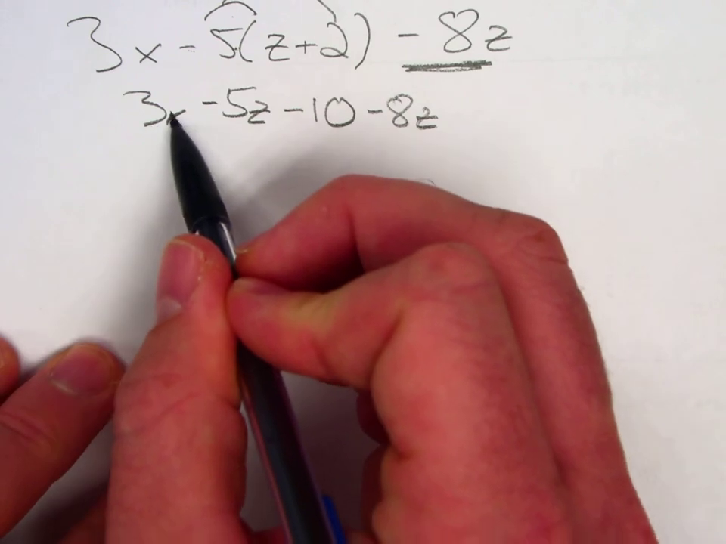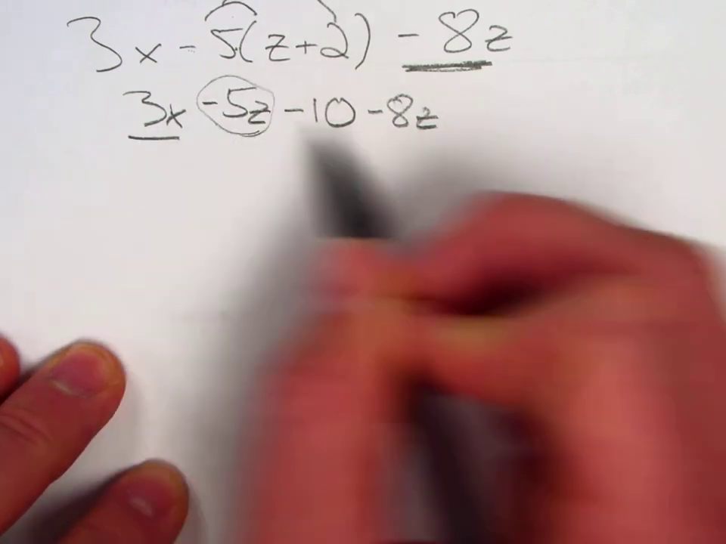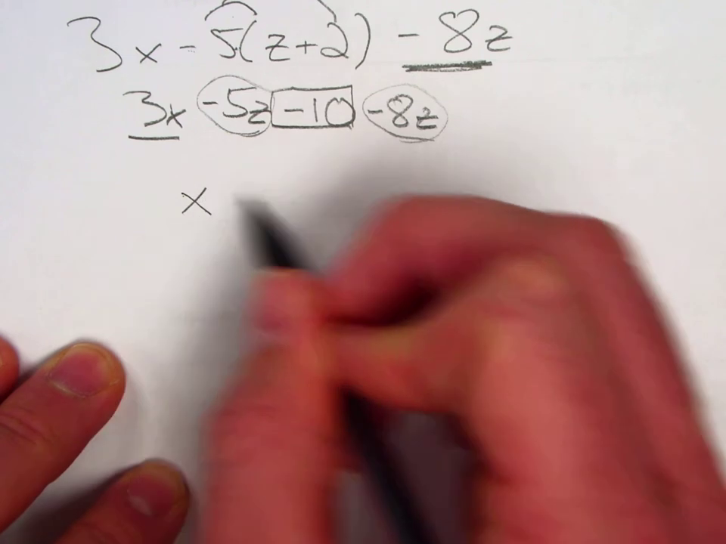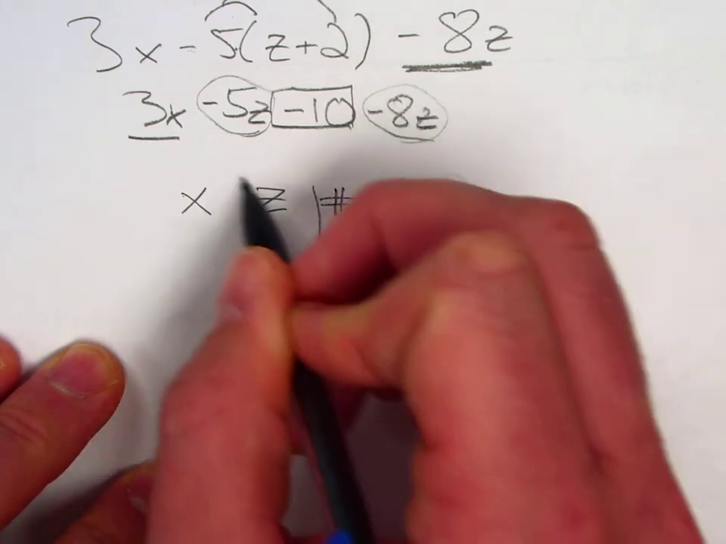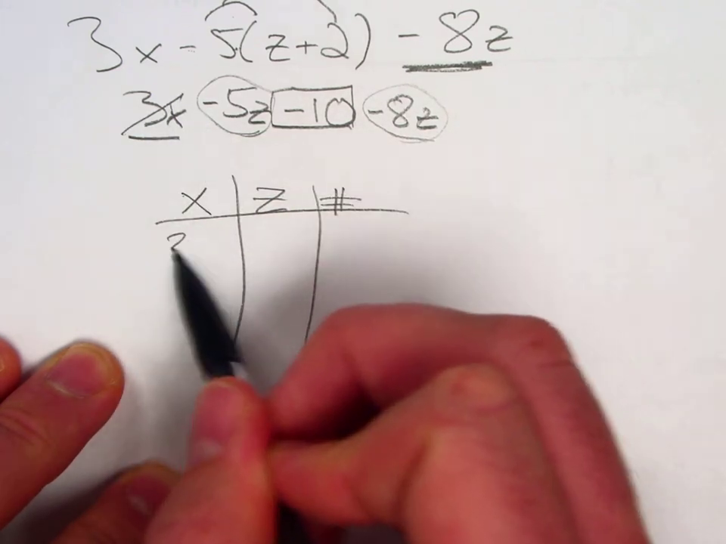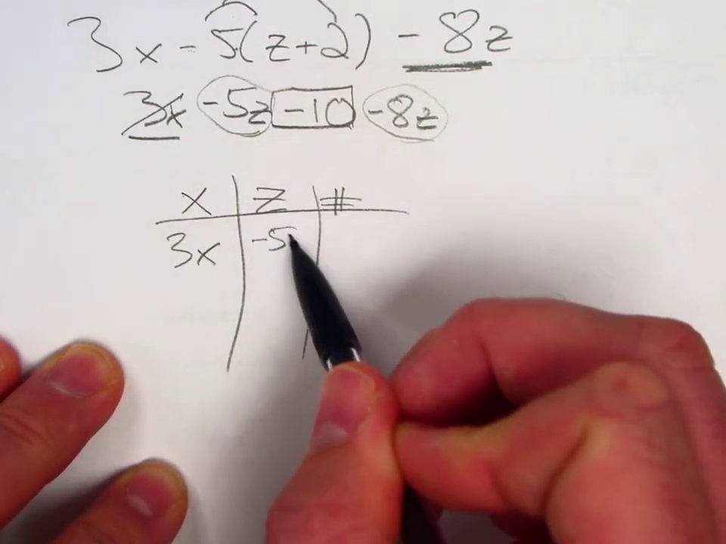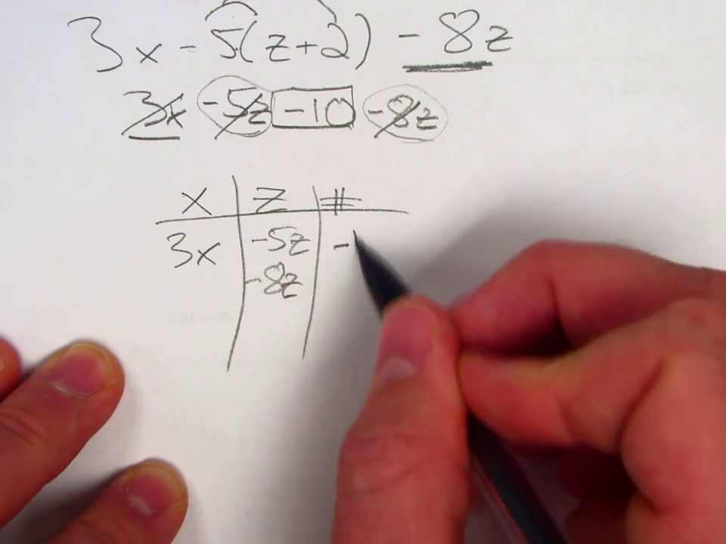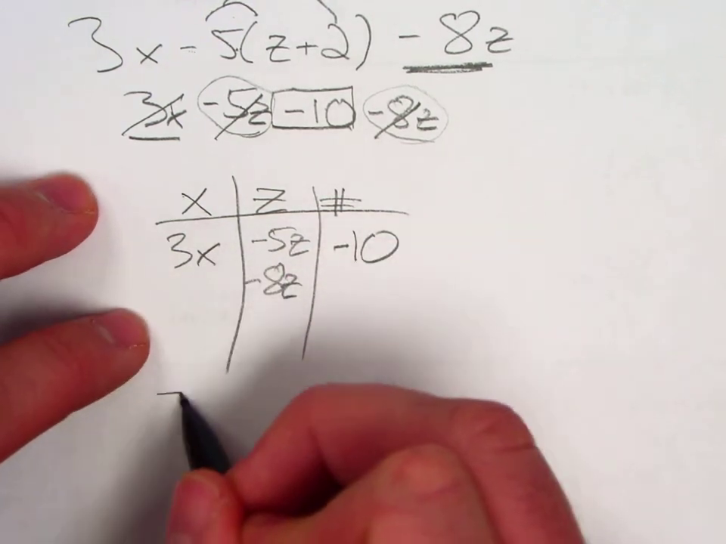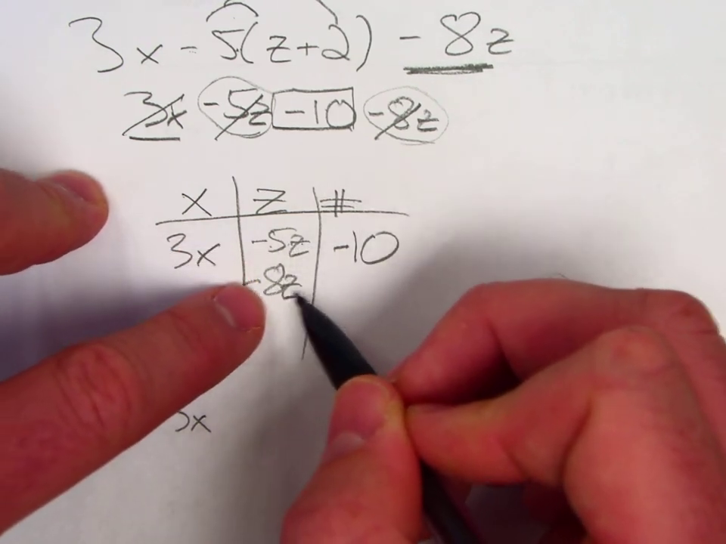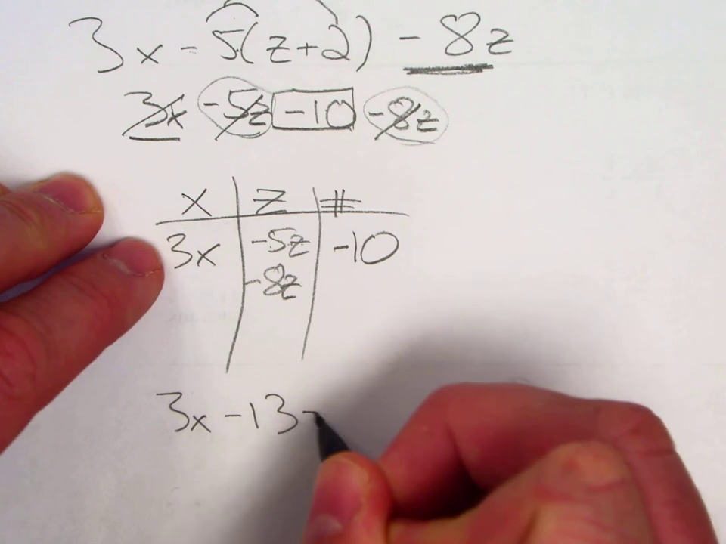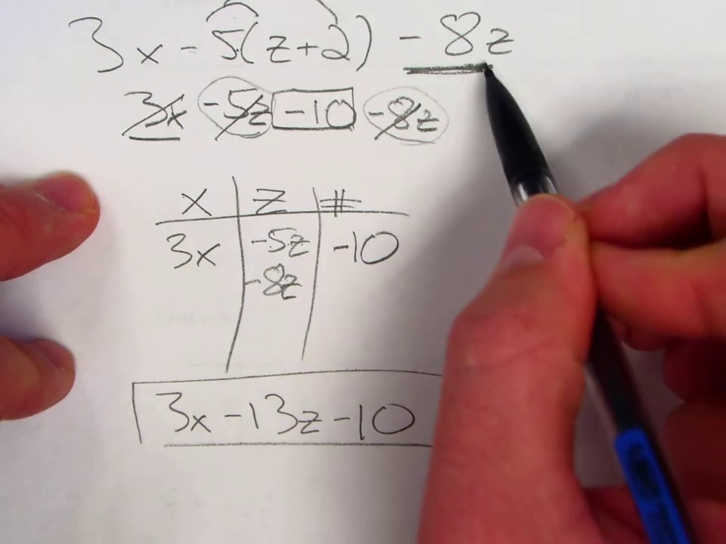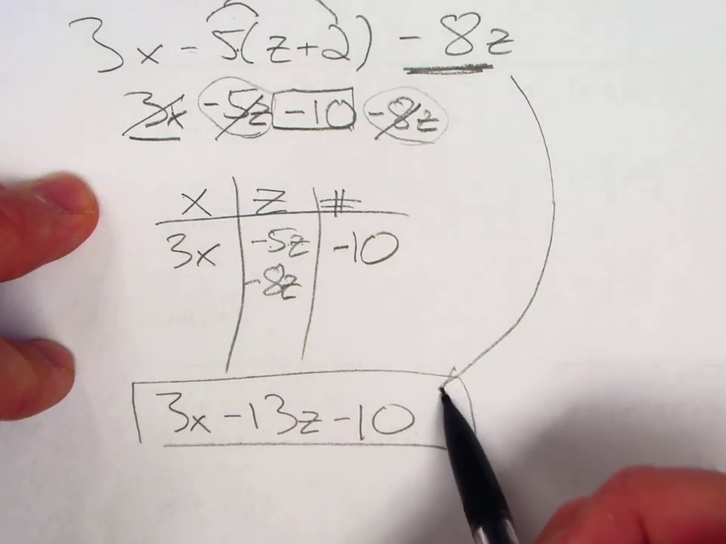Now it looks like I actually have 3 different types of terms. I have x terms, I have z terms, and then I have one constant. So my table now, instead of having 2 columns, is going to have 3. I have x terms, z terms, and constants. My x term, only one of those is 3x. My z terms are negative 5z and negative 8z. And my constant is just negative 10. I don't have anything to combine 3x with, so that's going to be part of my answer. Negative 5z and negative 8z, if you know your integer operations, that's going to be negative 13z. And then my negative 10 has nothing to combine with, so that's going to be by itself. So if I simplify this expression, I end up here.